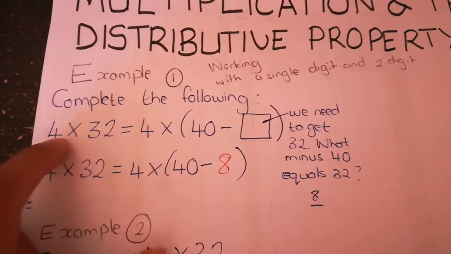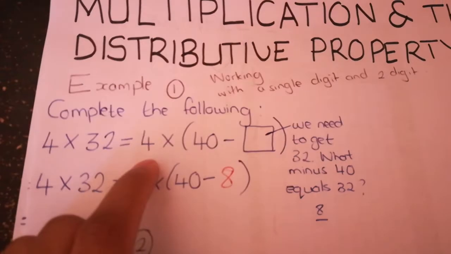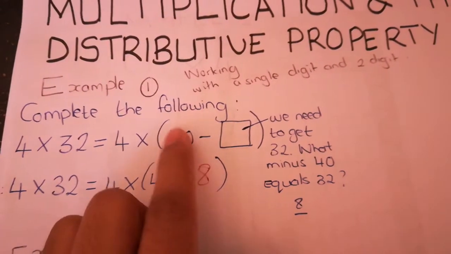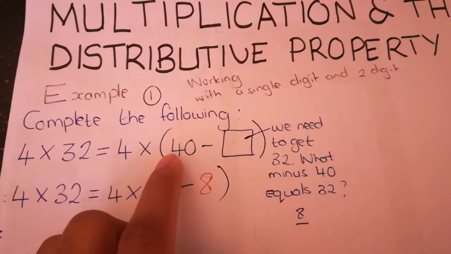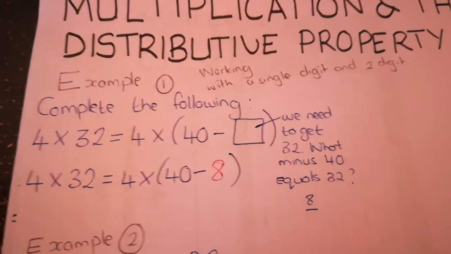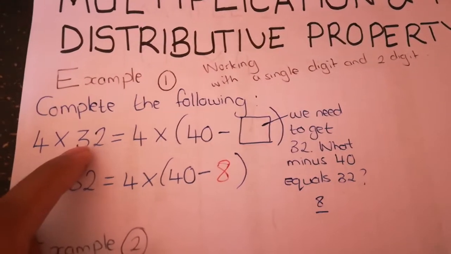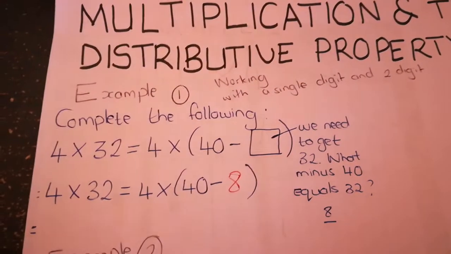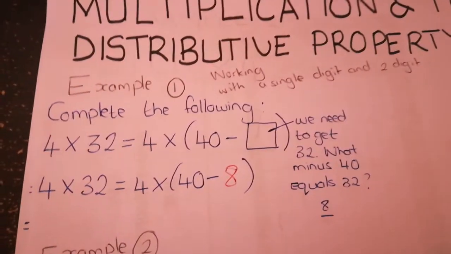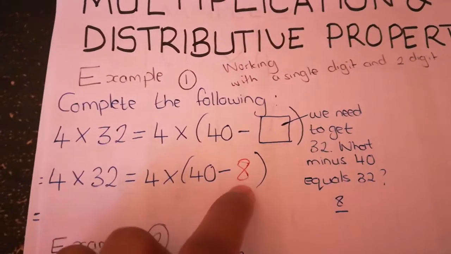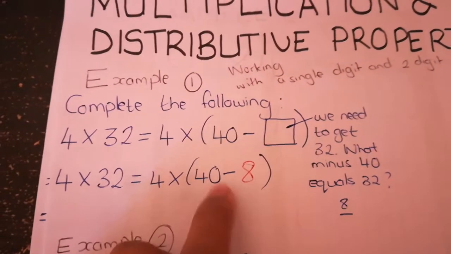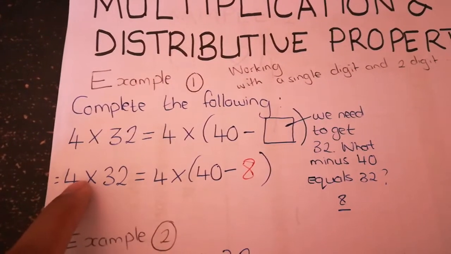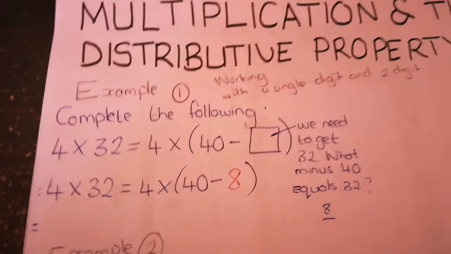So as you can see here, it says 4 times 32 equals 4 times 40 minus what? This is the question, right? So they are giving us this. First we need to think, what do we have to get? We have to get 32. So 40 minus what is going to give us 32? 40 minus 8. And there we have filled in our blank space. So 4 times 40 minus 8 is the same as 4 times 32.